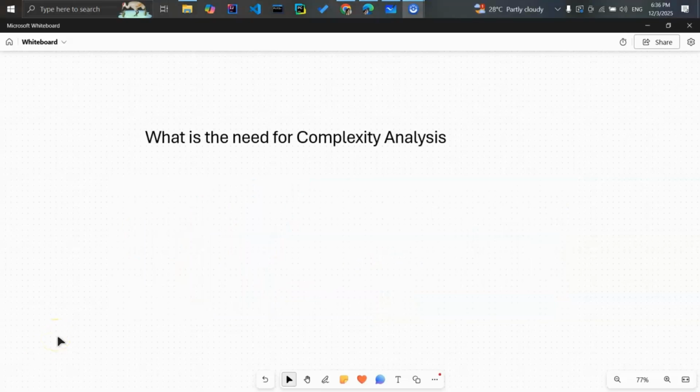The next topic is what is the need for complexity analysis, right? The first reason is different computers run at different speeds, right? If you run an algorithm on a slow laptop or supercomputer, it will take different times, so we cannot trust actual running time, right? That's why we need a machine-independent way to measure efficiency, right?